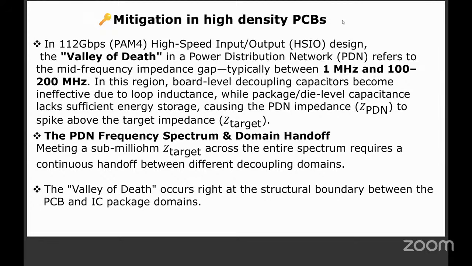The valley of death occurs right at the structural boundary between the PCB and IC package domain. So very close to the package, the capacitance distribution is very, very important. And many times OEMs will do the review and they have their own recommendations. If we don't follow this, they don't guarantee the performance of the package, PDN wise as well as high speed wise. Okay, next page, please.